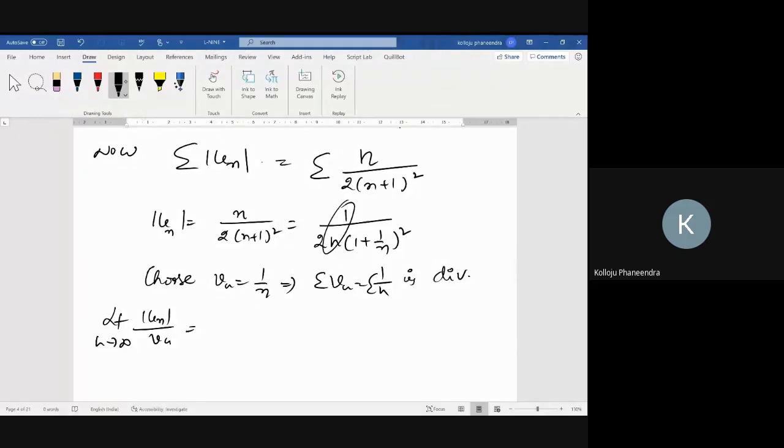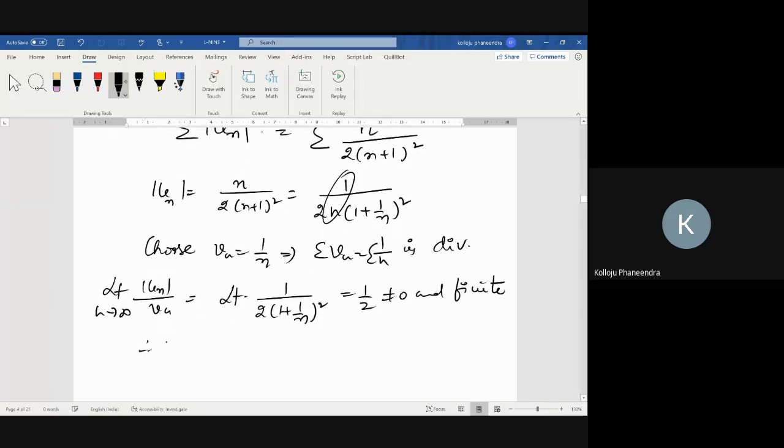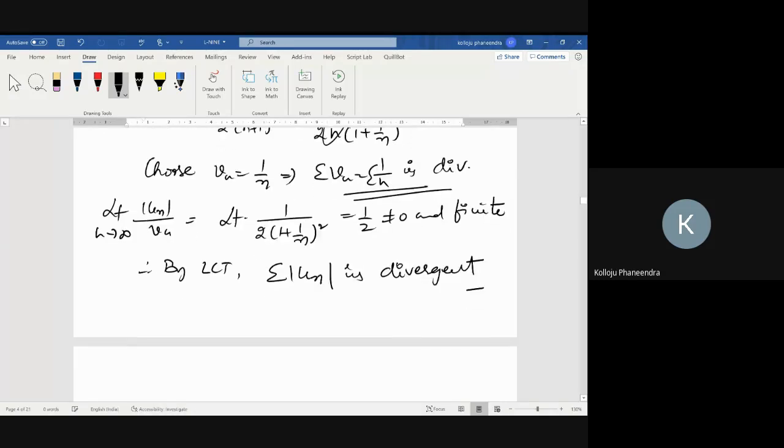Un over Vn, this value is limit of 1 by 2 into 1 plus 1 by n whole square. So this is 1 by 2, not equal to 0 and finite. Therefore, by LCT, limit comparison test, sigma mod un is what series? Since Vn is divergent, sigma mod un is also divergent.